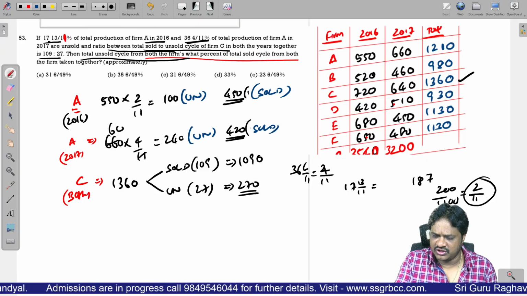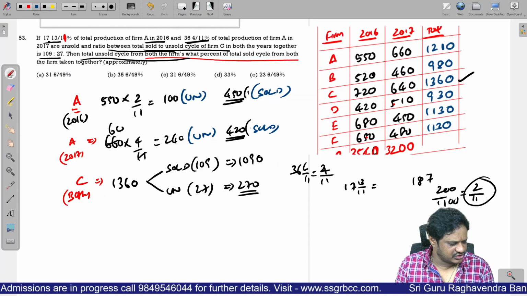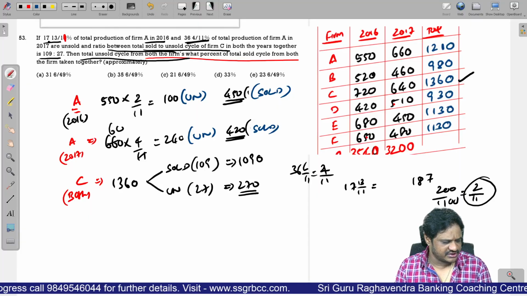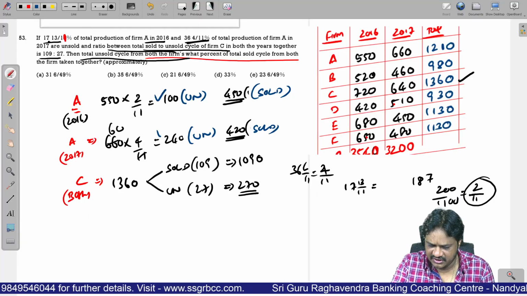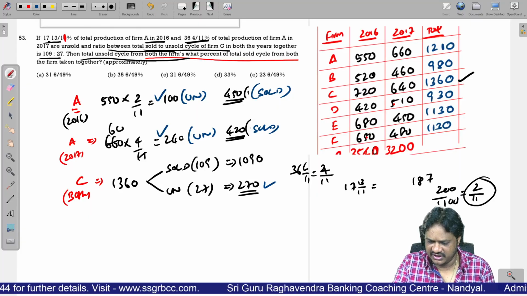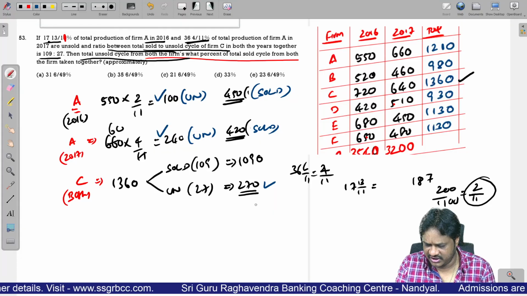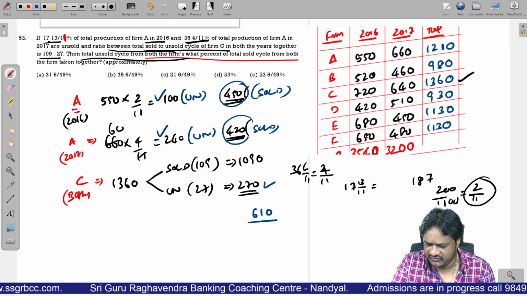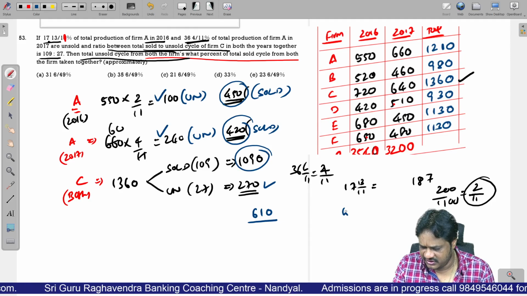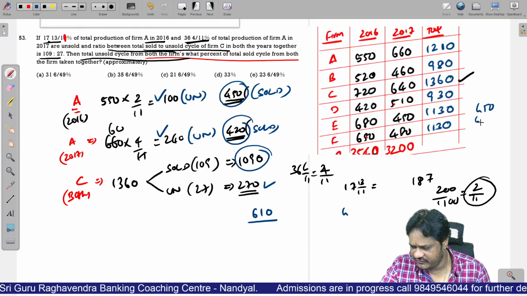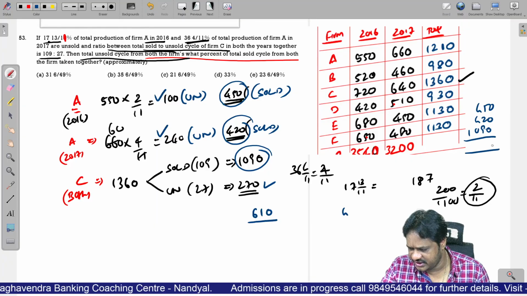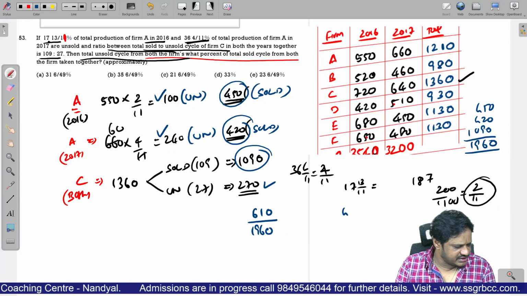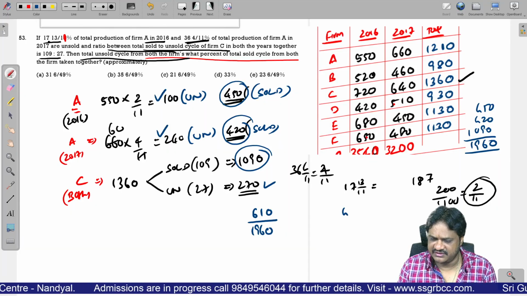Now total unsold of all the firms means how much are we going to get? 100, 240, 270. 100 plus 240 is 340, that is 610. Total sold 450, 420, 1090, that is 1960. Now this is what percent?